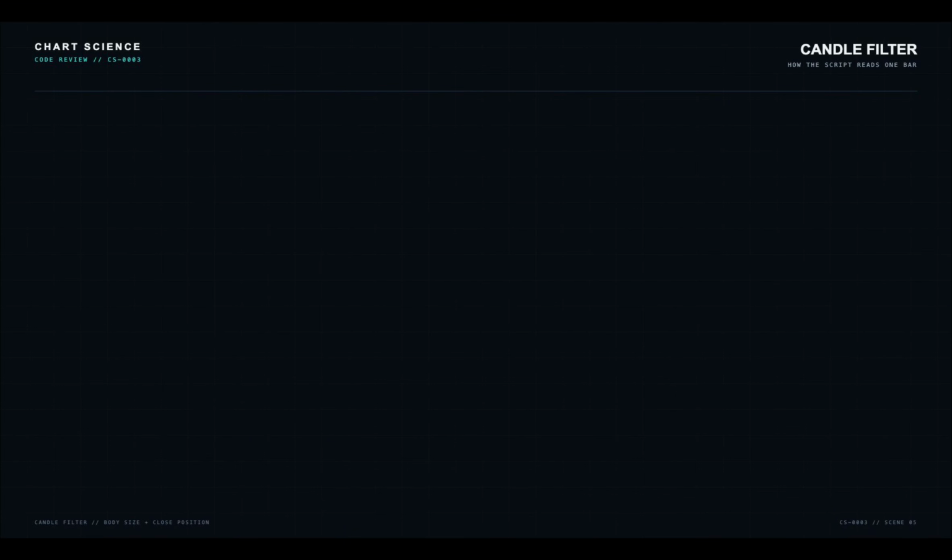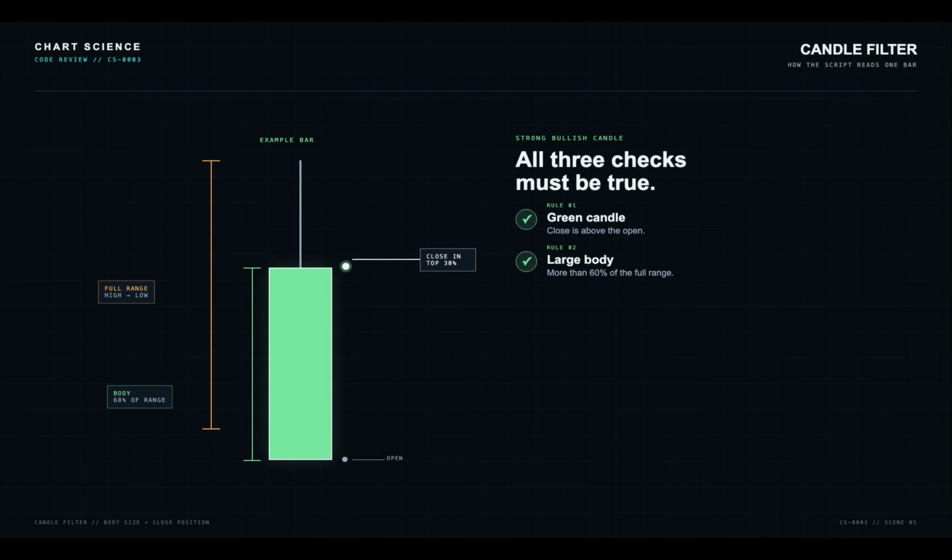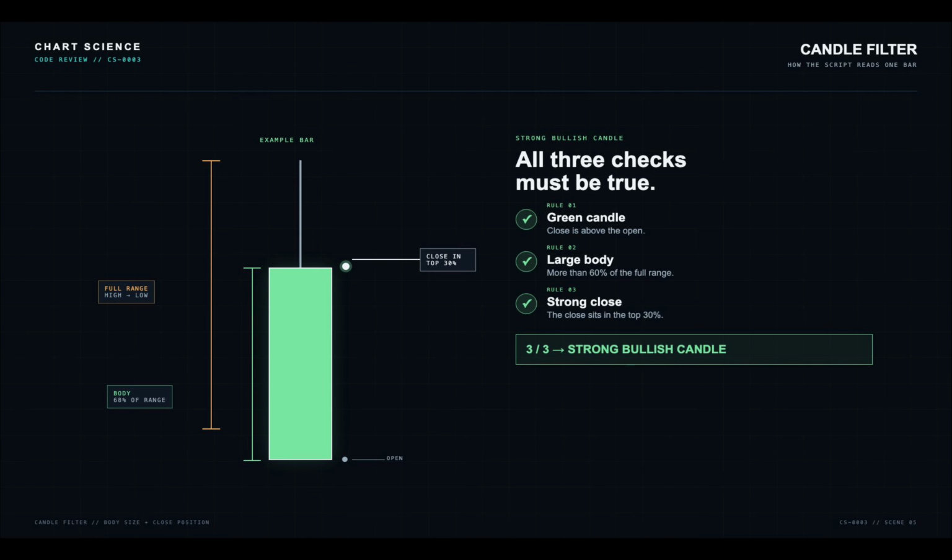Now we get to the most useful teaching part of the code, the candle filter. For a strong bullish candle, the script checks 3 things. First, is the candle green? In other words, did it close above the open? Second, is the candle body bigger than 60% of the full high to low range? Third, is the close in the top 30% of the candle? If all 3 answers are yes, the script calls it a strong bullish candle.